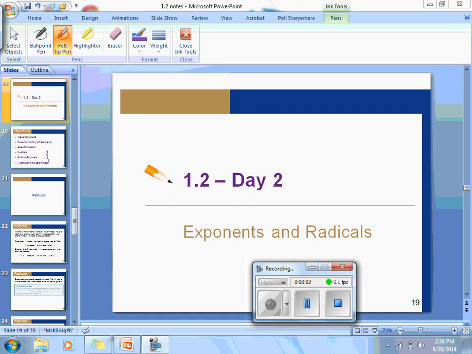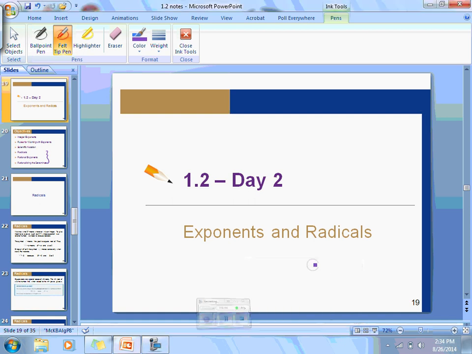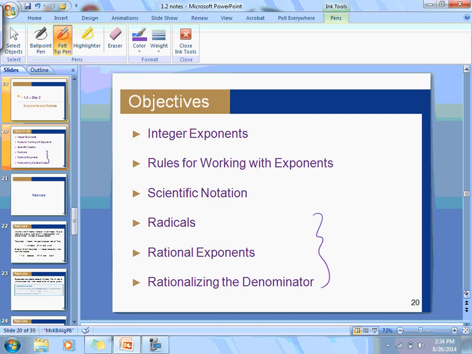Okay, welcome back to Mrs. Neller's notes for her pre-calculus class. These are the notes for section 1.2, day 2, entitled Exponents and Radicals. And today we're going to talk about the bottom three objectives.